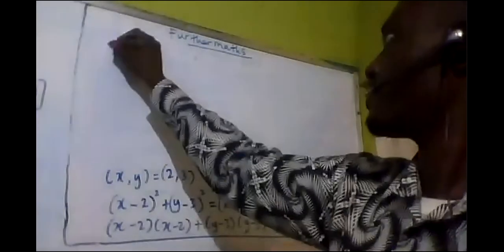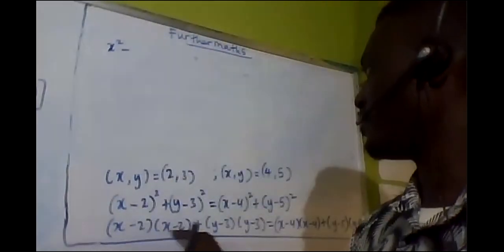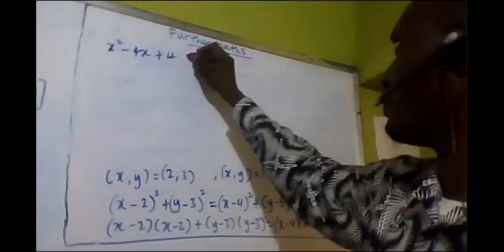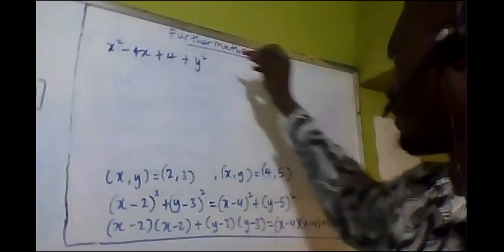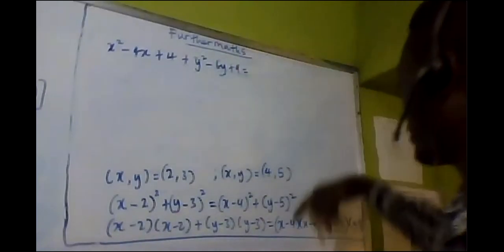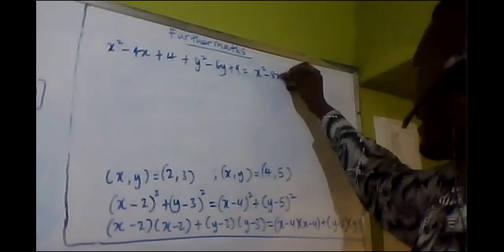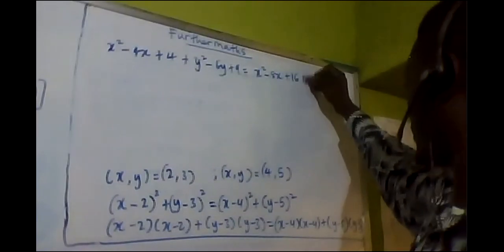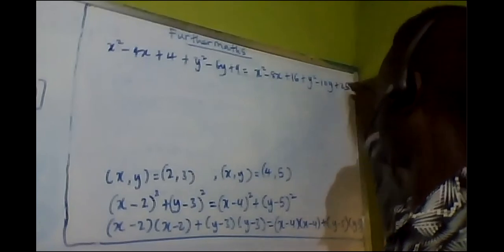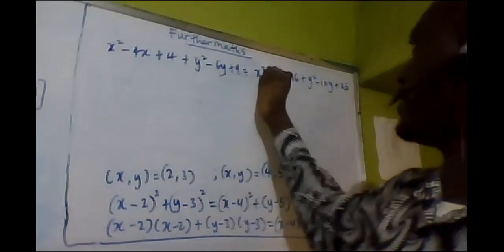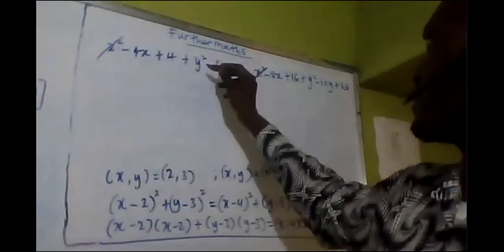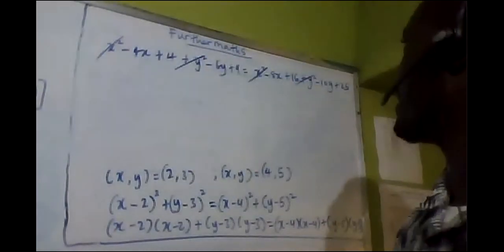So x times x will give us x squared, minus 2x times minus 2x, at the end, you have minus 4x. Then this times this will give us plus 4, plus y squared minus 6y plus 9, equal to, this will give us x squared minus 8x plus 16, plus y squared minus 10y plus 25. Now, if you bring x squared to this side or this side, they will subtract each other, so they are going to cancel out. The same thing with y squared, it cancels out. So what remains?